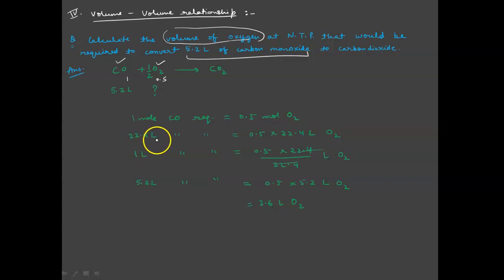1 mole means 22.4 liter requires 0.5 into 22.4 liter oxygen. We convert mole into volume by multiplying by 22.4, that means 1 mole is equal to 22.4 liter. So 22.4 liter gives this, 1 liter gives this, and in the question we have to calculate for 5.2 liter. So 5.2 liter gives 2.6 liter of oxygen. So this is the question for the volume relationship.